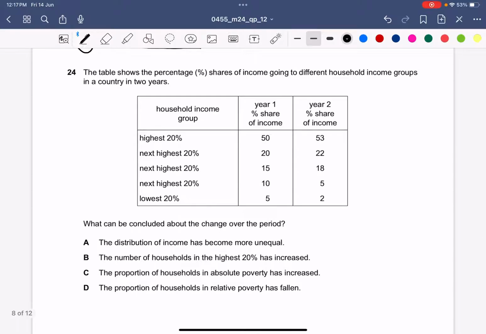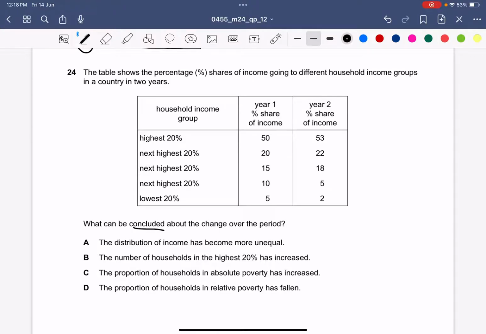The table shows the percentage shares of income going to different household income groups in the country in 2 years. What can be concluded about the change over the period? Also the same. Okay, A. The distribution of income has become more unequal. This one you need to calculate. You can use the highest 20% minus the lowest 20% to know the distribution of income.